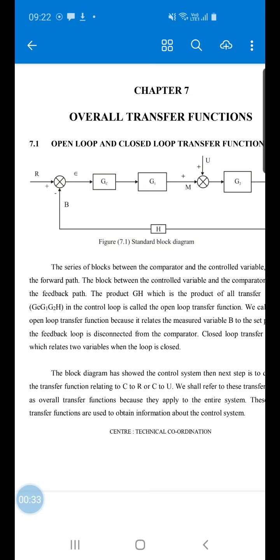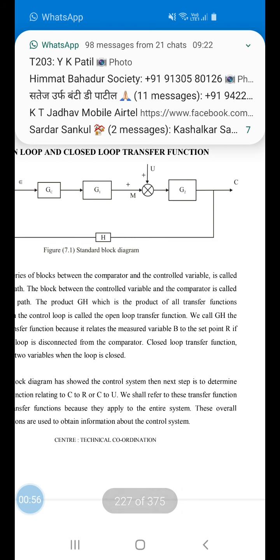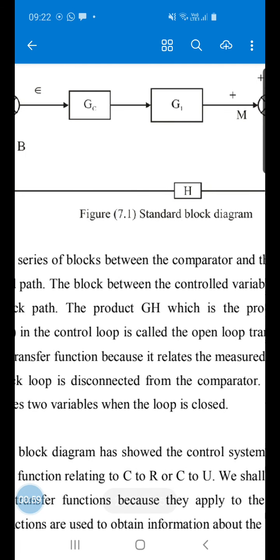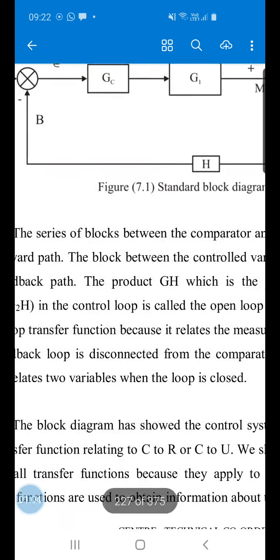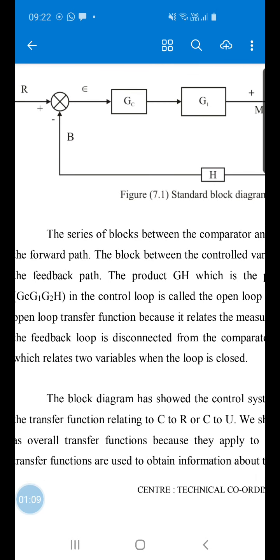As you know, R is the set point, B is the measured variable, epsilon is the error, Gc is the transfer function of the controller, G1 is the transfer function of the final control element, G2 is the transfer function of the process, U is the load variable, capital M is the manipulated variable, capital C is the control variable, and H is the transfer function of the measuring element. Today we are going to discuss what the open loop and closed loop transfer functions are.